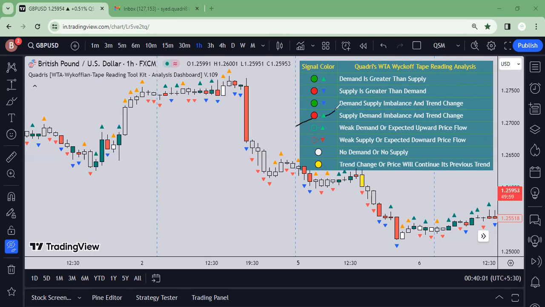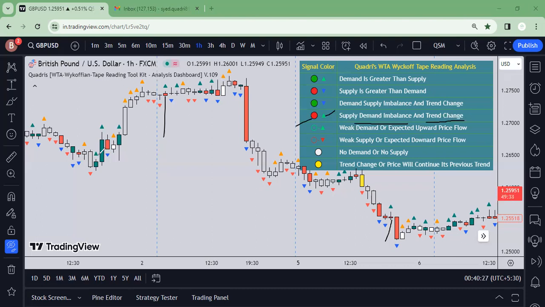After that, we see a red candle with a green triangle upwards. So here is an example. Here is one example, and here is also one example. We'll see both the examples. If this is the case, then there is a supply demand imbalance, and there could be a possible trend change.